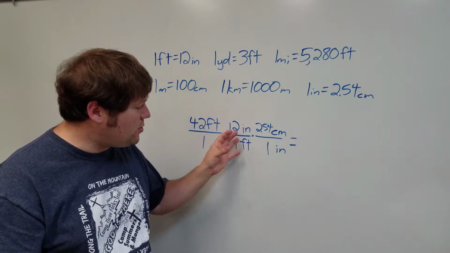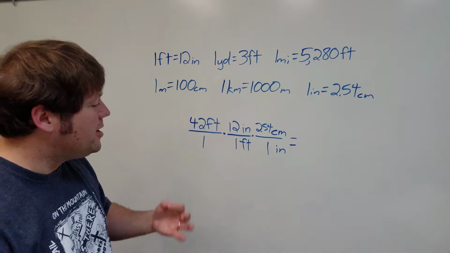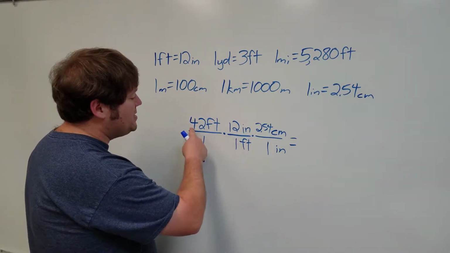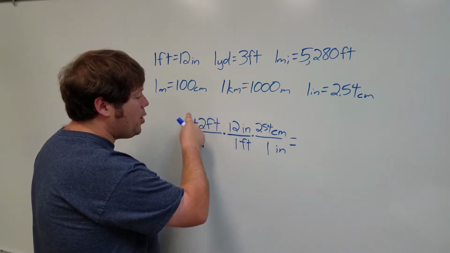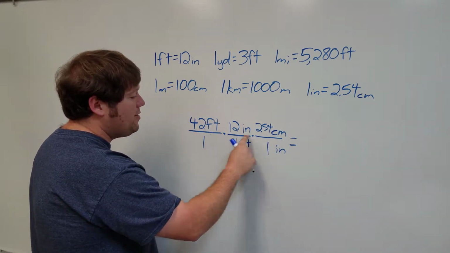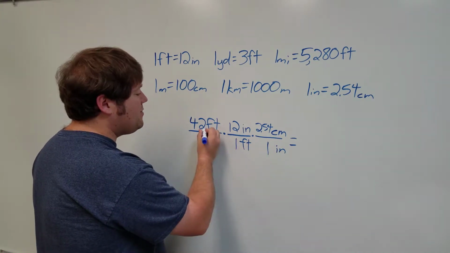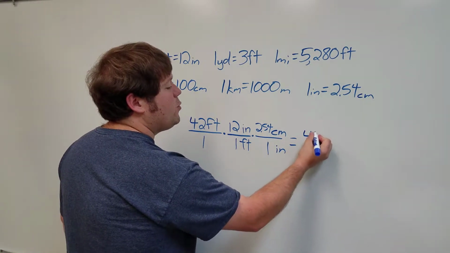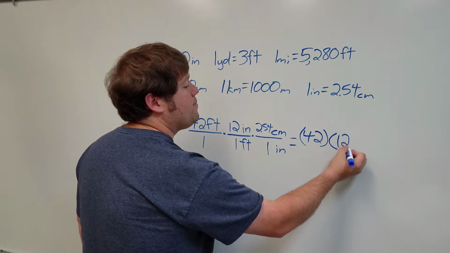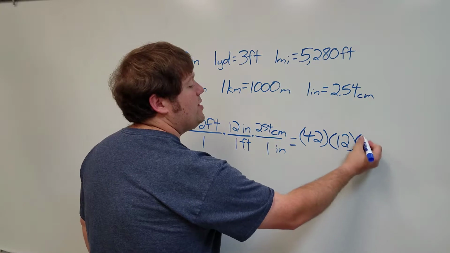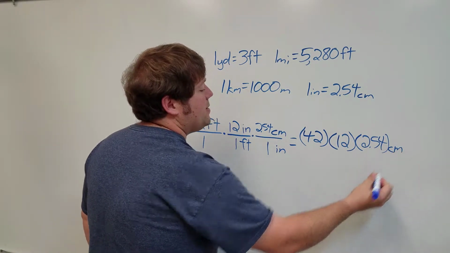So there's no need to work it all out by hand as long as we know how to set it up properly. So what I let my students do is just set it up as a math problem. The top part is all being multiplied. The bottom part is all being multiplied. And so what I have them do is just write it as 42 times 12 times 2.54, and our answer is in centimeters.